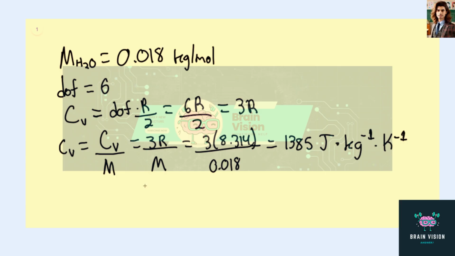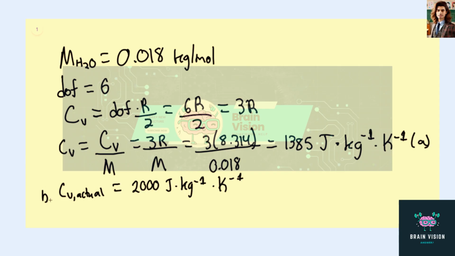And then they're saying, okay, the real specific heat, we'll say actual, is actually 2,000. So what does that say about vibrational motion? Vibrational motion has a large influence in complex molecules.